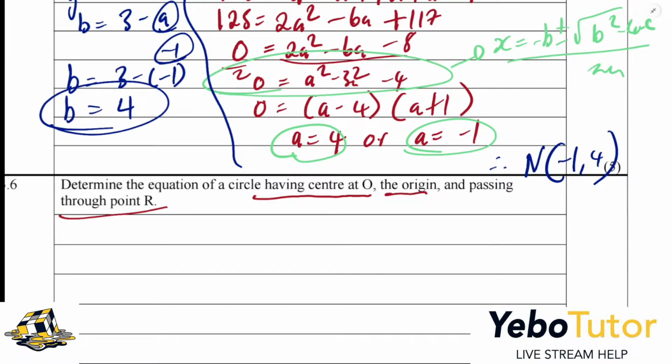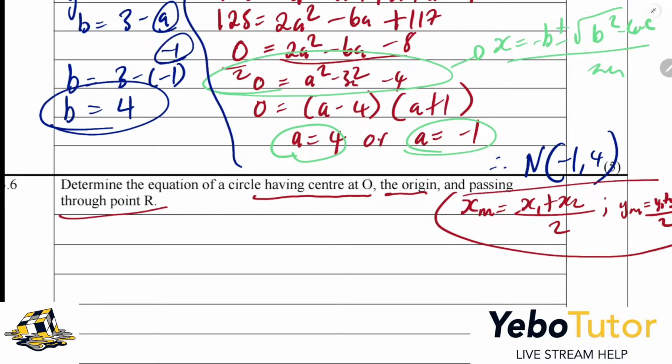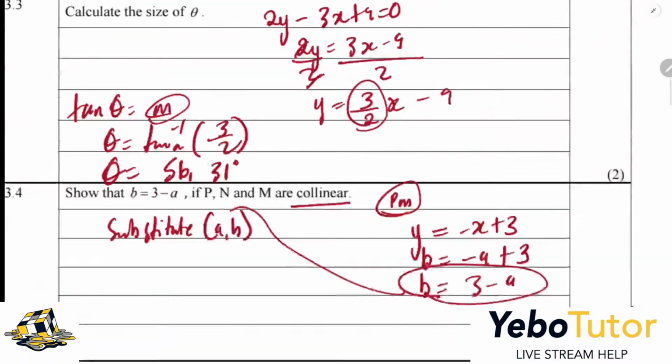How do we find the coordinates of R? We have the midpoint formula. We know that the midpoint formula is xm is equal to x1 plus x2 over 2, and ym is equal to y1 plus y2 over 2. So we can now find the coordinates of R. That can be 3 is equal to 9 plus x, as you can see here from our diagram.